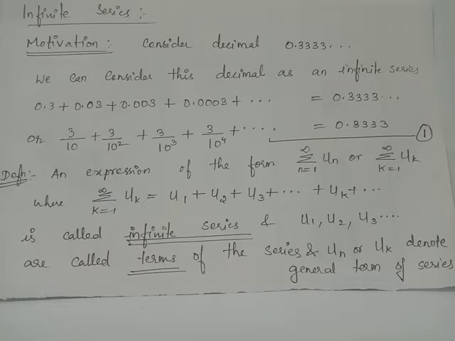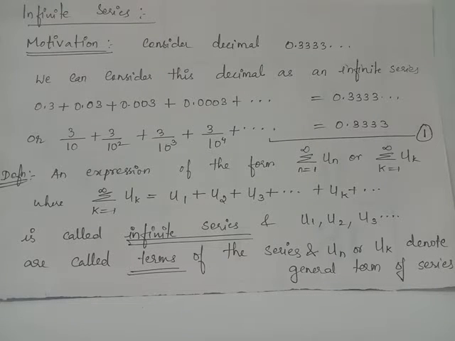The basic difference between infinite series and sequence is that a sequence is just a collection of terms following a particular pattern, but an infinite series, or series, is the sum of terms following a particular pattern or a well-defined order.